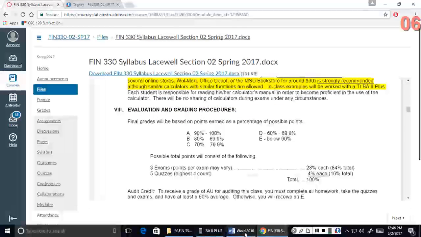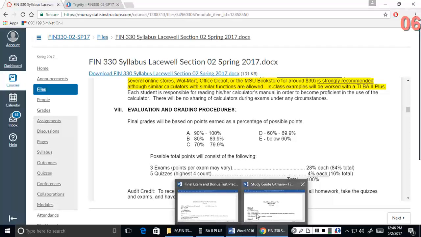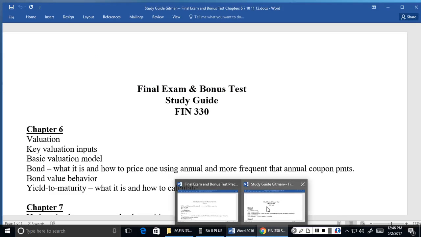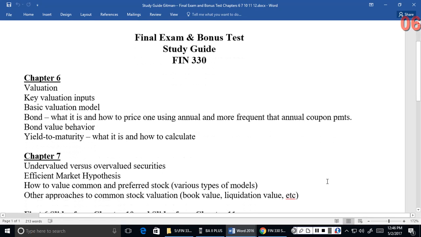All right, so let's take a look at your study guide really quickly before we look at the practice questions.